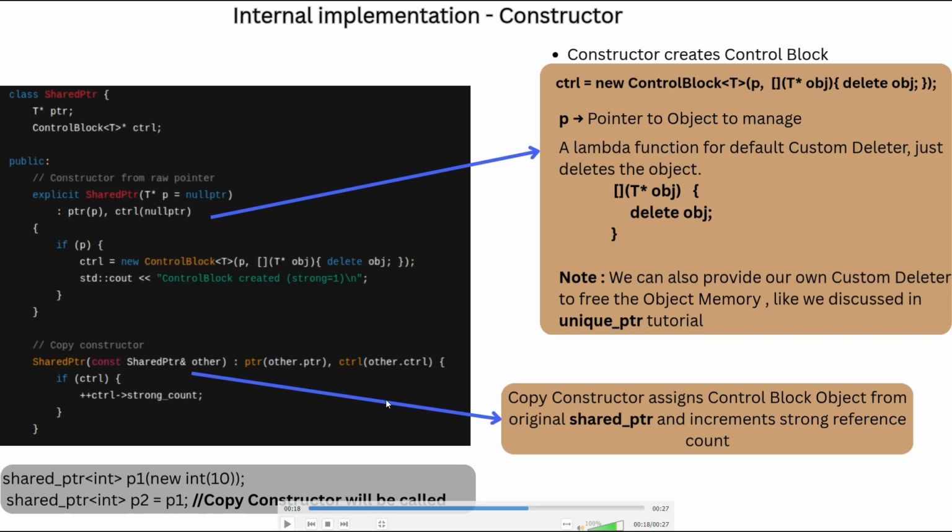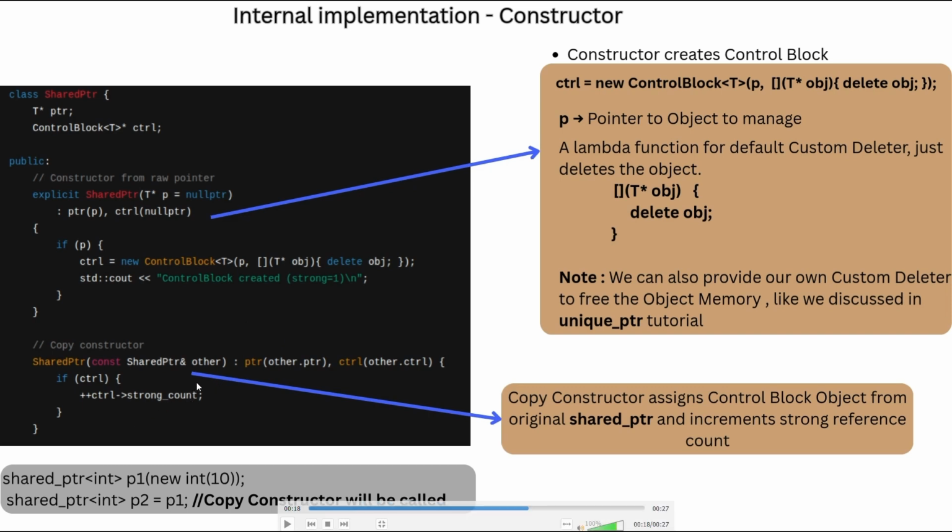And if you see the copy constructor, what is happening here? It is just incrementing the strong count whenever you are copying a shared pointer. You can see in this example, I have created one integer using the shared pointer, and I am creating a new shared pointer copied from the existing one. Whenever you create a shared pointer from an existing one, or want another reference to the object, the copy constructor will be invoked.